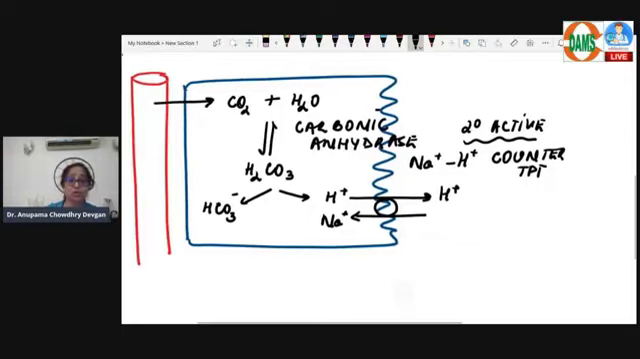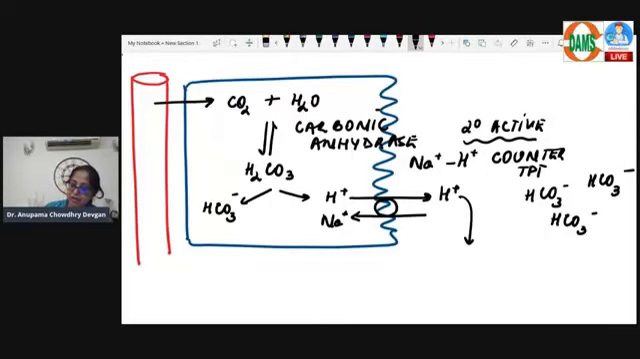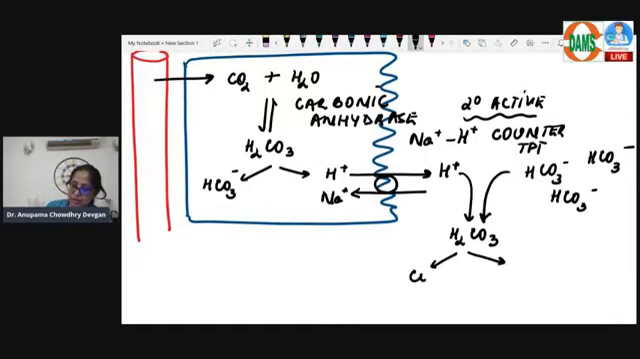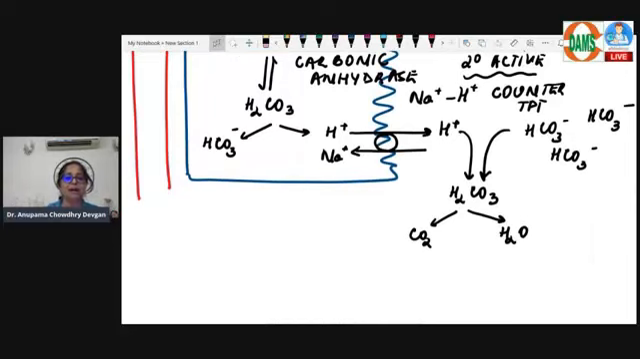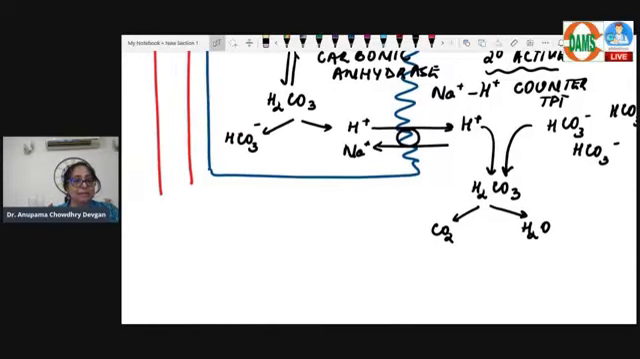Now let's see what happens to this H plus. I told you there is a very good buffer present in the PCT, and that is bicarbonate. There is a lot of bicarbonate present, and I told you right at the beginning of this chapter that bicarbonate is a freely filtered ion, in spite of being negatively charged. So what will happen? This H plus combines with bicarbonate to form H2CO3, which in turn splits into carbon dioxide and water. That means there is no free H plus present to acidify the urine. The H plus has been buffered by the filtered bicarbonate.